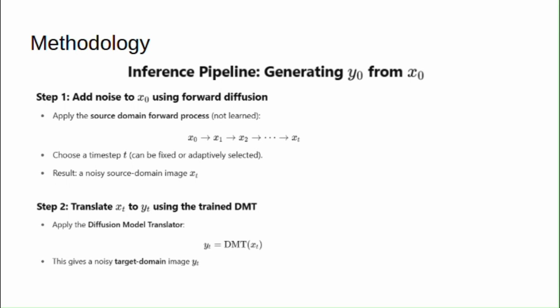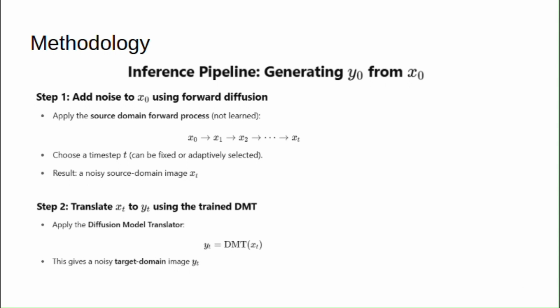Greetings everyone, myself Manan. I will walk you through the methodology of our model. In our proposed approach, image to image translation is achieved using a three-step process involving a forward diffusion process, a domain translation step using a learnable module, and a reverse diffusion process. We now describe each of these steps in detail.